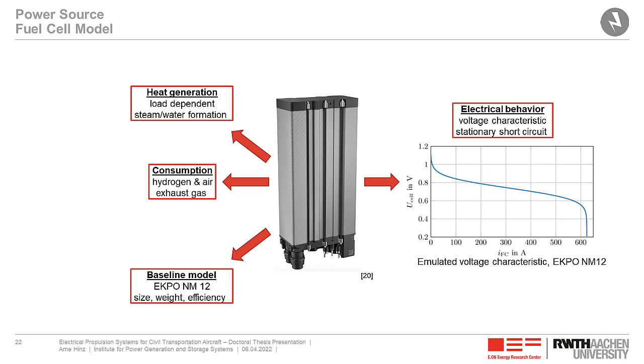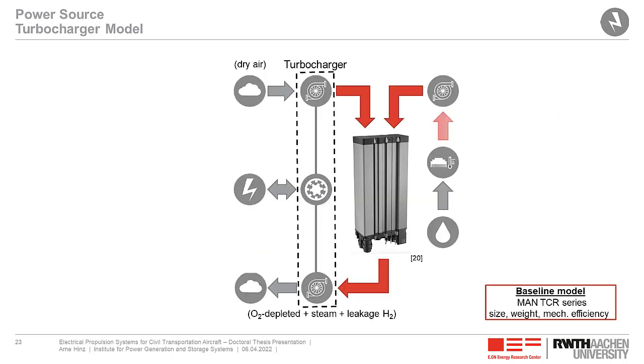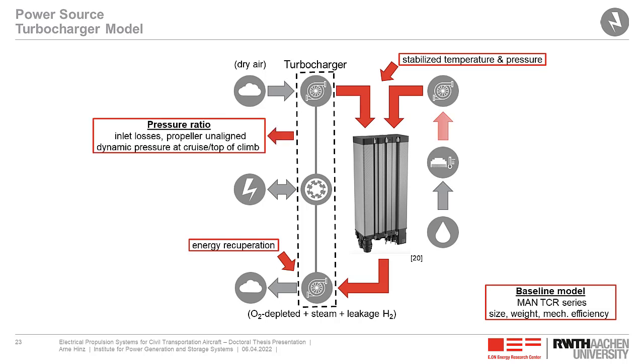Further, we will need a turbocharger to stabilize the temperature and pressure of the fuel cell over all altitude levels. Further, we can recuperate some energy from the exhaust gas and thereby enhance the efficiency of the electrical engine. To determine the weight of the turbocharger, we will calculate the pressure ratio, considering inlet losses and also the dynamic pressure at cruise and top of climb, but we will not apply the propeller as first stage of compression, as in the electrical engine concept.